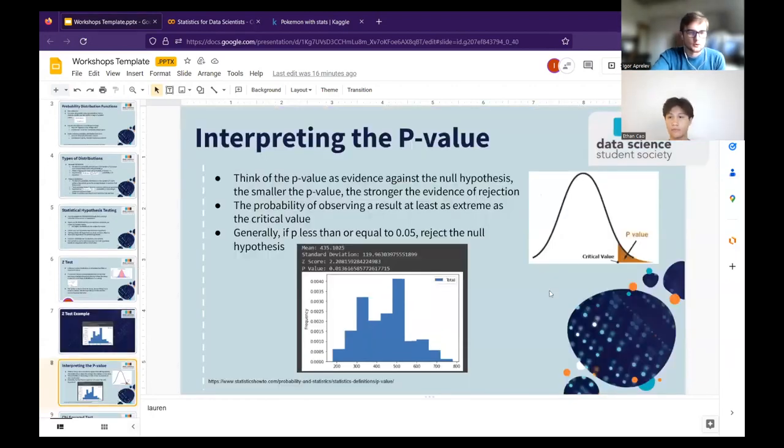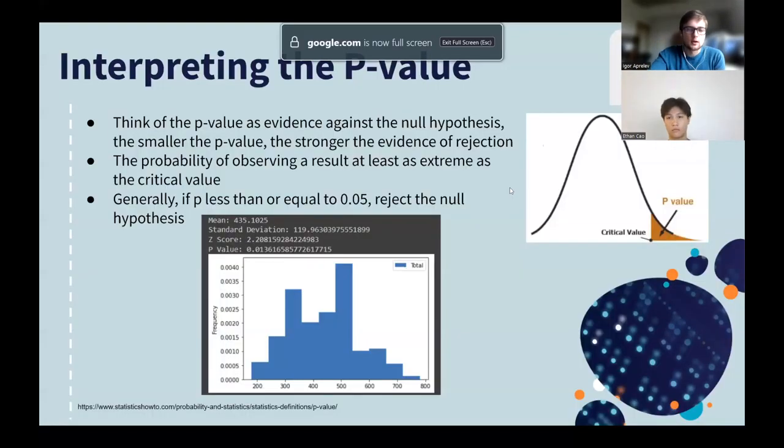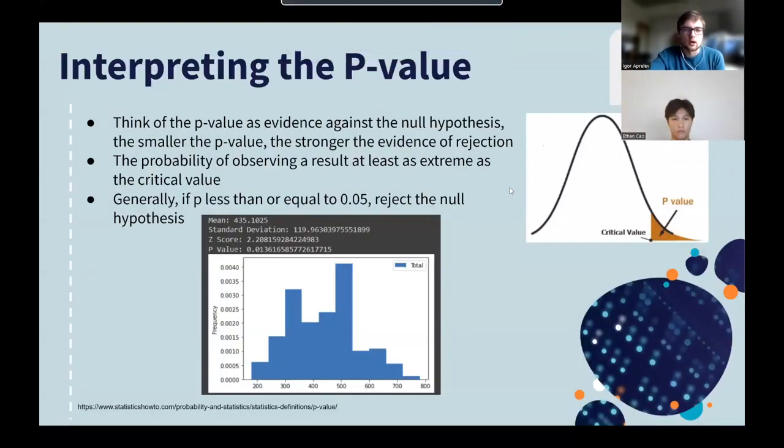All right. So Ethan mentioned the p-value just now, and I wanted to just explain a little bit further how exactly you interpret this p-value. You can think of it as evidence against the null hypothesis. The smaller the p-value, the stronger the evidence we have of rejection.